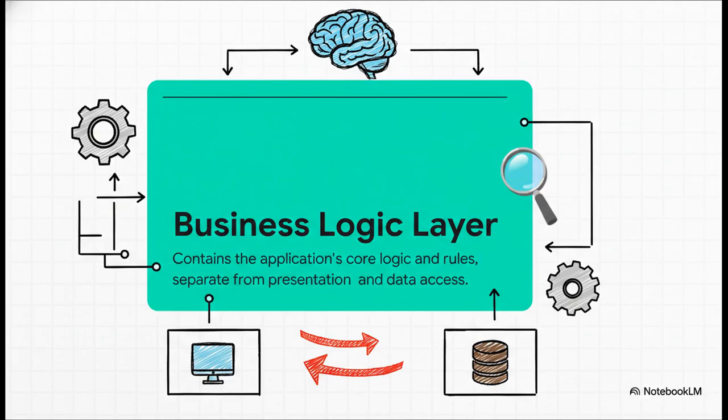This is where the real magic of your application lives. The business logic layer holds all the unique rules and processes that make your product special. And what's really important is that this logic is kept totally separate from how the data is shown to the user or how it's stored in a database. That separation makes the whole system so much easier to manage and update.